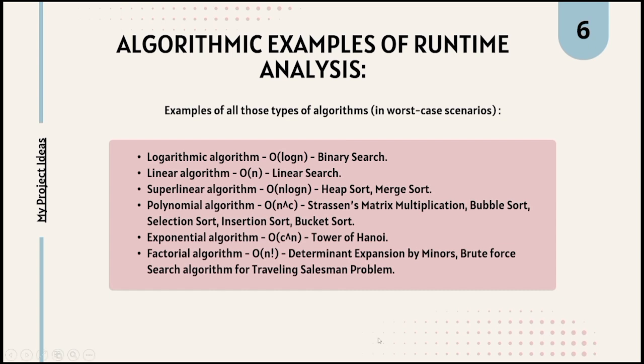So these are basically examples of the time complexities. The factorial is your brute force search. Brute force is what? The normal, initial, not optimized algorithm, for example for the traveling salesman problem. It's an important dynamic programming problem.